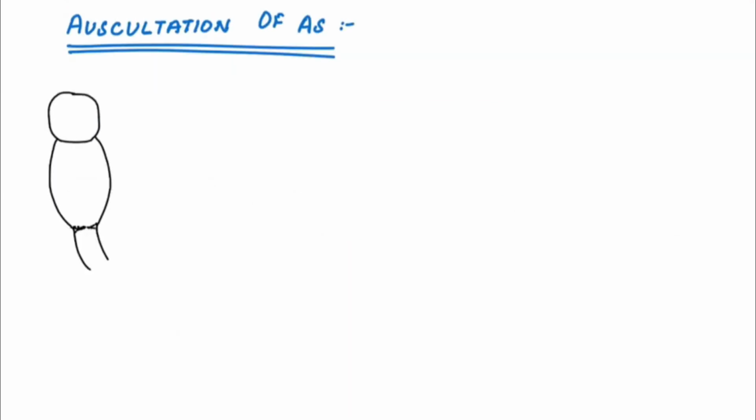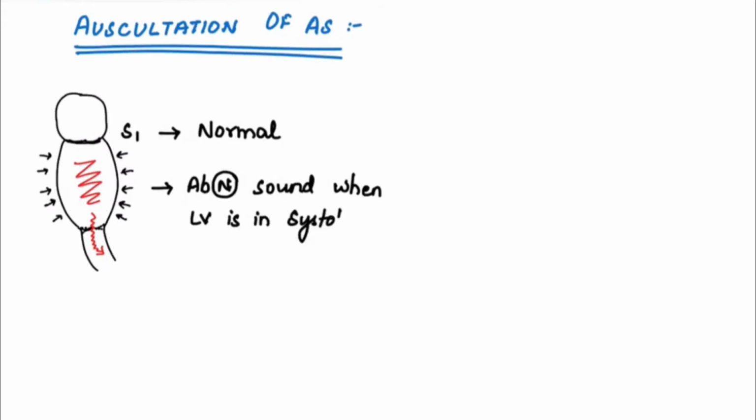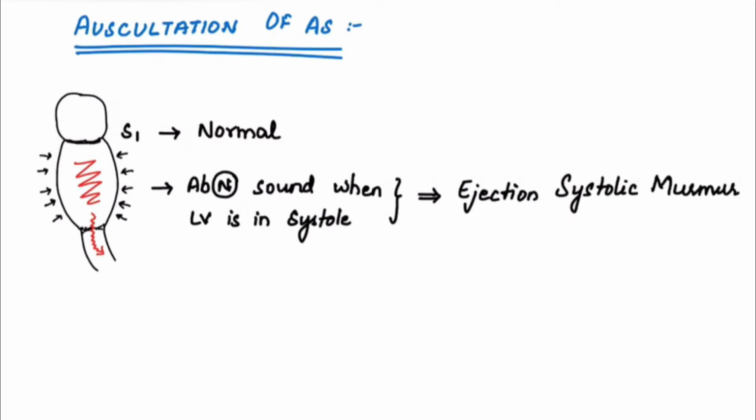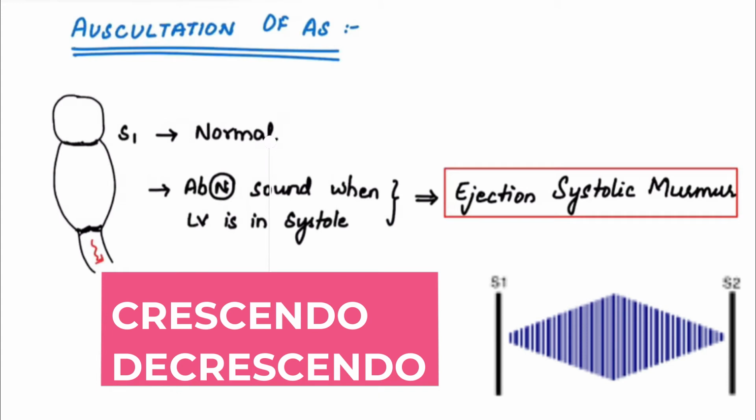Now coming to the auscultation of aortic stenosis, S1 is due to the closure of mitral valve and it is usually normal. As the left ventricle contracts, blood flows from the left ventricle through a narrowed aortic valve with turbulence, producing an abnormal sound during systole, which is known as the ejection systolic murmur. This murmur starts little after S1 and it peaks at the middle of systole, and then it comes back to normal just before S2. So this is known as a crescendo decrescendo murmur because it peaks in the mid of the systole.